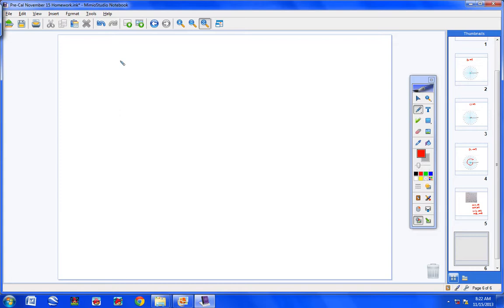And they want us to use the smallest possible positive angle. The smallest possible positive angle. And that shouldn't be too bad. Okay, so here we go. Let's go ahead and write this in polar form.